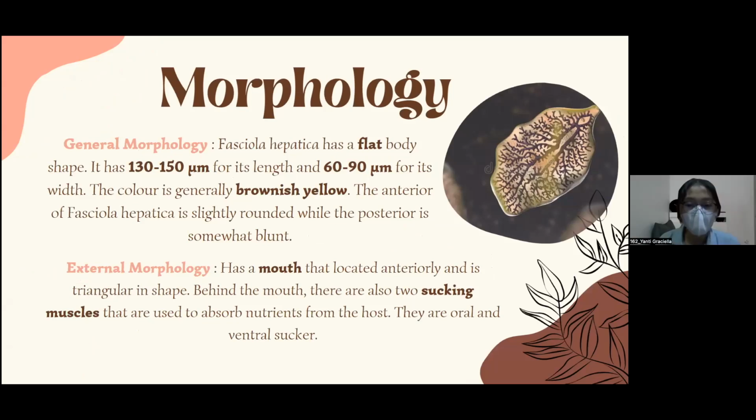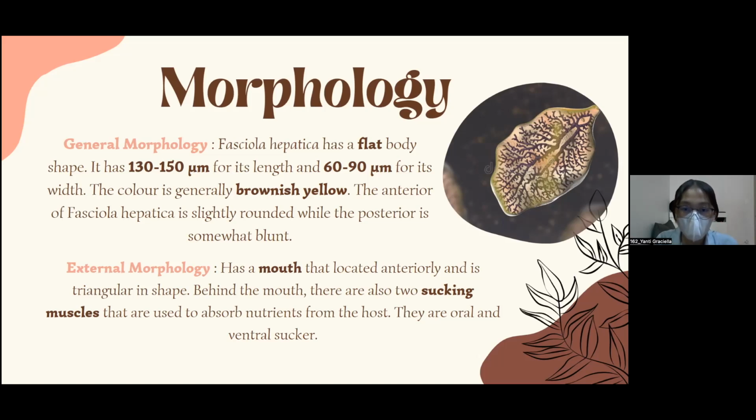Hello everyone, my name is Yanti Graciella. For the general morphology, Fasciola hepatica has a flat body shape with a cephalic cone, soft and tawny. It is usually pink but appears tawny due to the bile that it gets from its host. It is 130 to 150 micrometers in length and 60 to 90 micrometers in width. The anterior is slightly rounded, while the posterior is somewhat ballooned.